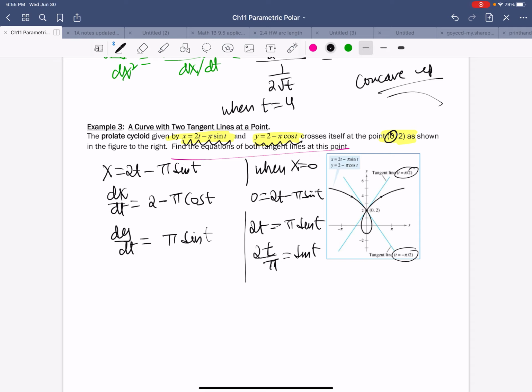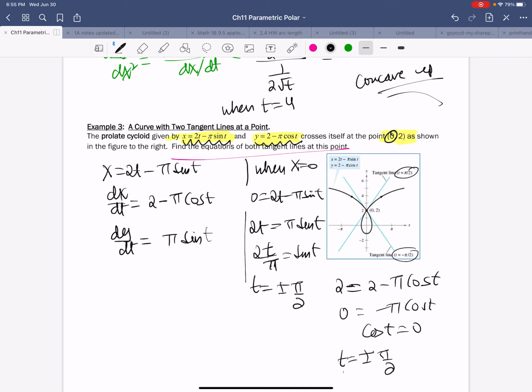When y is 2, we have 2 minus 2 is equal to 2 minus pi cosine t. 2 minus 2 is 0, so I have negative pi cosine t, so cosine t is equal to 0. Cosine is the x value. When is the x value going to be 0? It's going to be 0 when I'm at plus or minus pi over 2. And same thing here, 2t is equal to pi sine t when t is equal to plus or minus pi over 2.